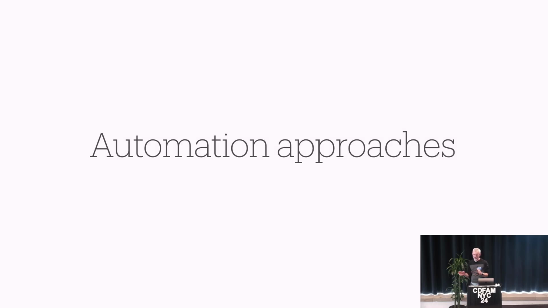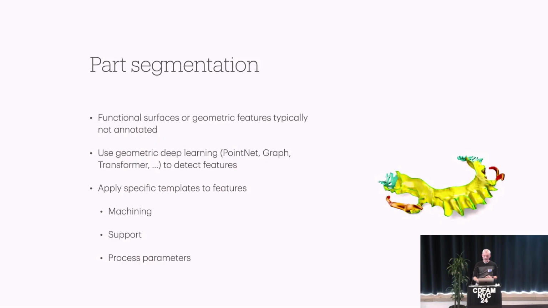Then automation approaches. I could go into much more detail, but I really picked out three things that are quite key in how you can use learned models to help in these CAM decisions. Part segmentation is quite obvious. If you just get geometry for a computer, it's just a whole bunch of triangles. What does this mean? As a person, you can look at it, and what you see on the screen is the frame of a removable partial denture. It's something that clicks on your teeth.